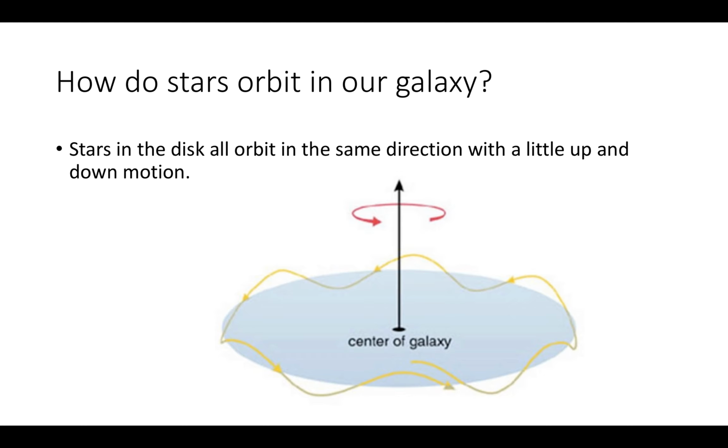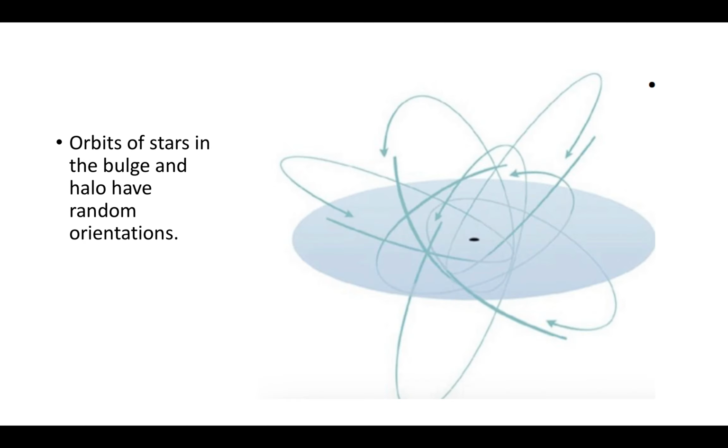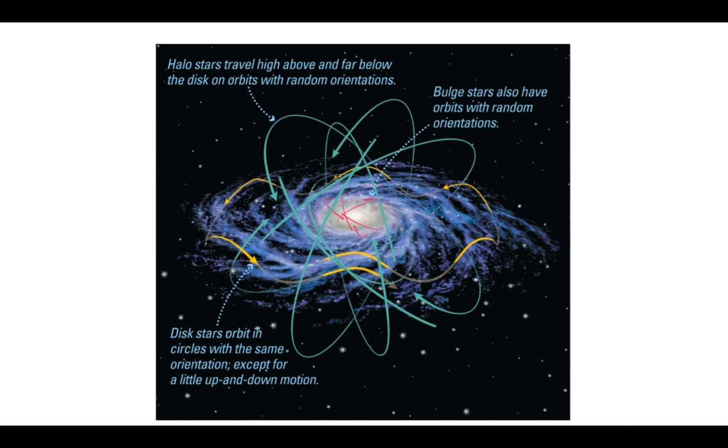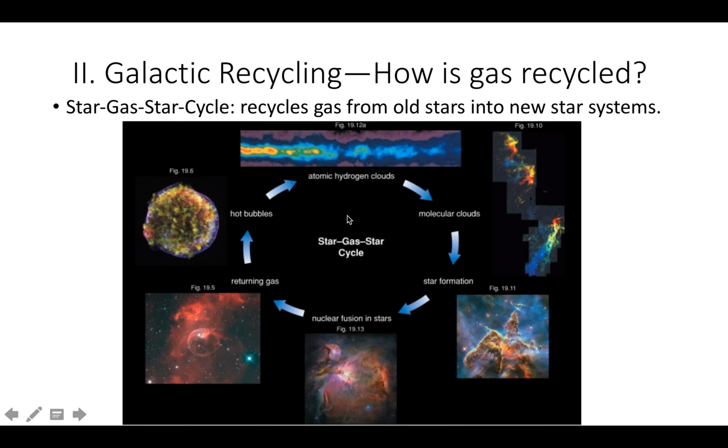So how do stars orbit in our galaxy? Stars in the disk part of the galaxy pretty much orbit in the same direction with a little up and down bob-like motion. Stars found in the halo tend to have random orientations. It says halo stars travel high above and far below the disk on orbits with random rotations, here in this greenish color. Stars in the disk have this bob-like up-down motion. Bulge stars also have orbits with random orientations.